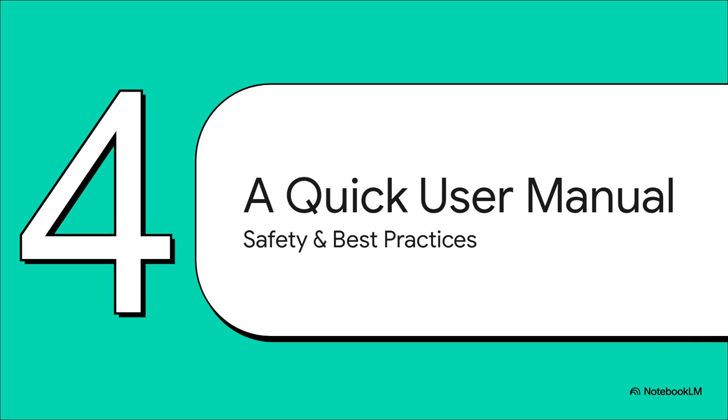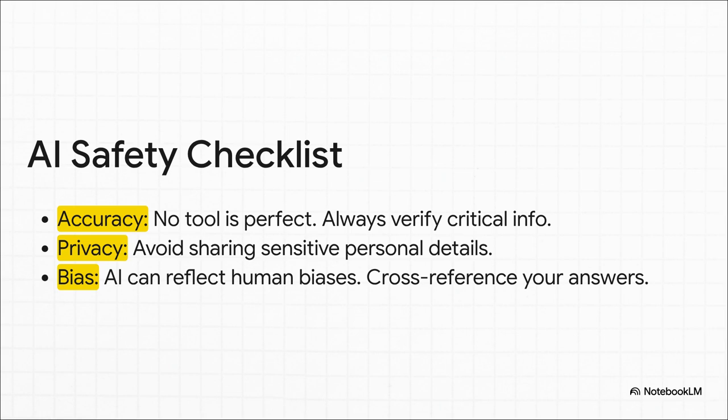All right, now, before you run off and start building amazing things, every good toolbox comes with a user manual, a little safety guide, and your AI toolbox is no different. 3 really simple but crucial things to remember. First, no tool is perfect. None of them are 100% accurate 100% of the time. So for anything important, always double-check the information. Second, be smart about your privacy. Just don't share sensitive personal details. And finally, remember, these tools learn from human data, so they can have human biases. Always good to cross-reference your answers.